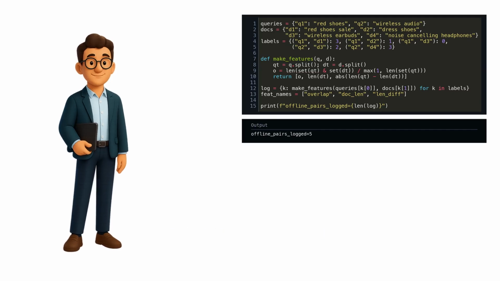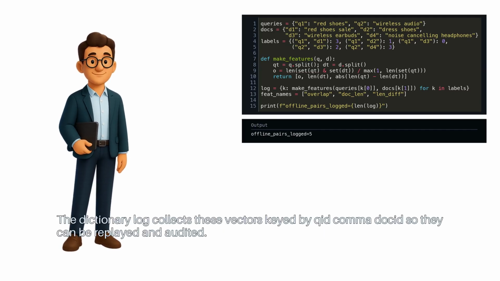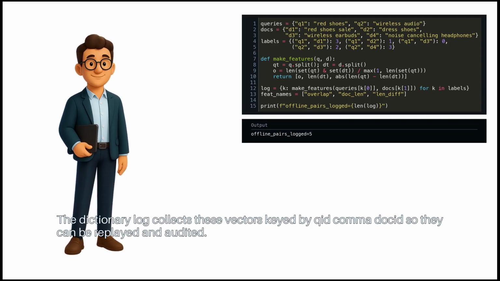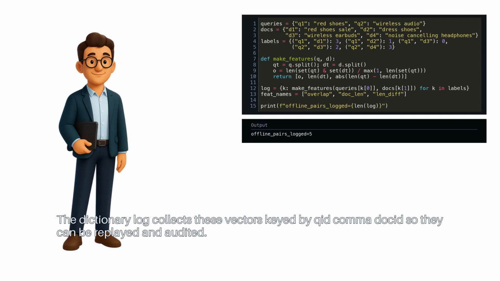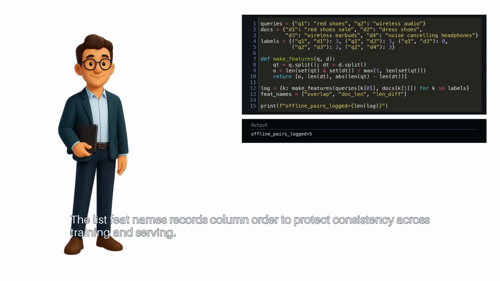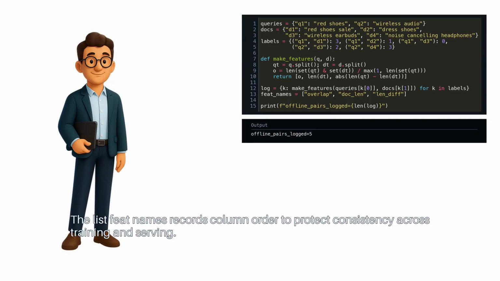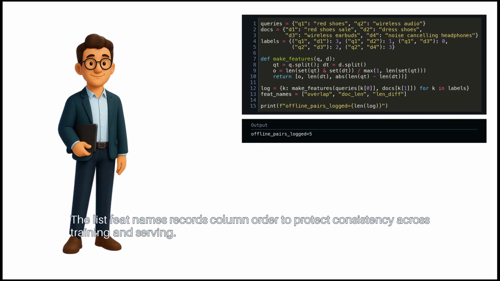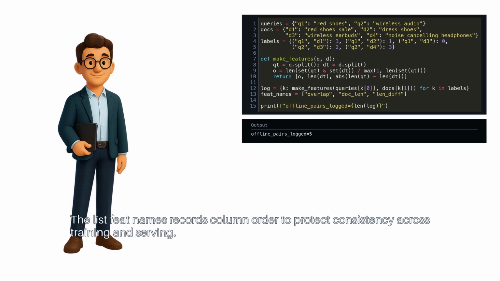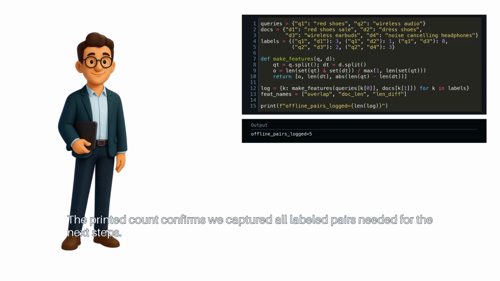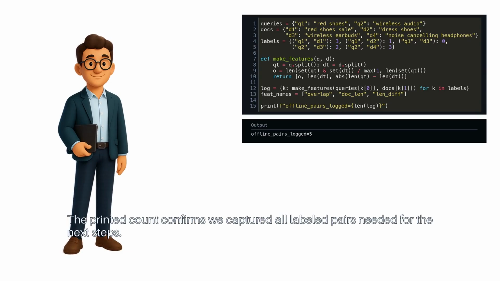length difference. The dictionary log collects these vectors, keyed by QID, docID, so they can be replayed and audited. The list feat names records column order to protect consistency across training and serving. The printed count confirms we captured all labeled pairs needed for the next steps.